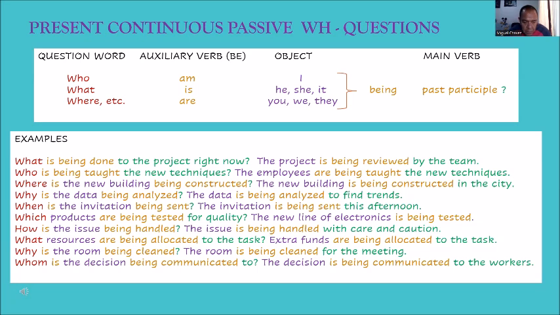When is the invitation being sent? The invitation is being sent this afternoon. Which products are being tested for quality? The new line of electronics is being tested. How is the issue being handled? The issue is being handled with care and caution. What resources are being allocated to the task? Extra funds are being allocated to the task.